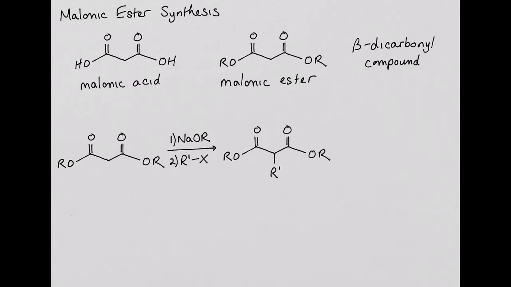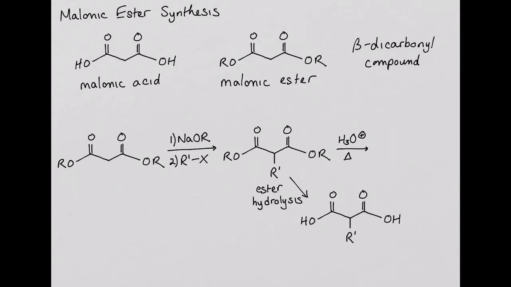This alpha-substituted malonic ester is then treated with aqueous acid and heat. Remember that treatment of an ester with aqueous acid causes hydrolysis of the ester. This produces the alpha-substituted malonic acid. Carboxylic acids with a beta-carbonyl, such as this one, can easily be decarboxylated. In other words, the carboxylic acid portion is removed to form a substituted acetic acid.